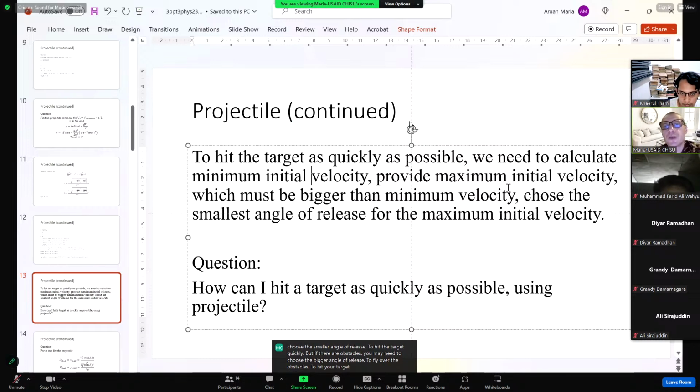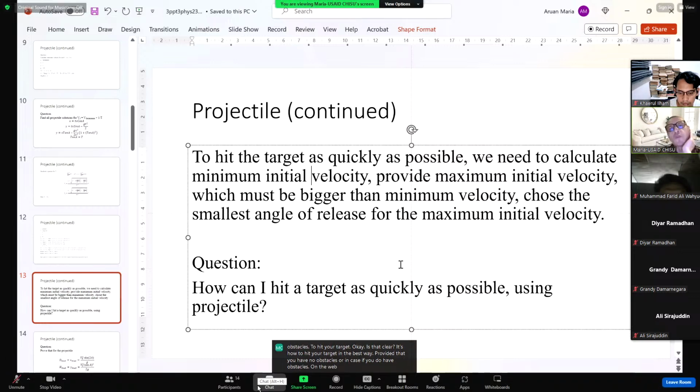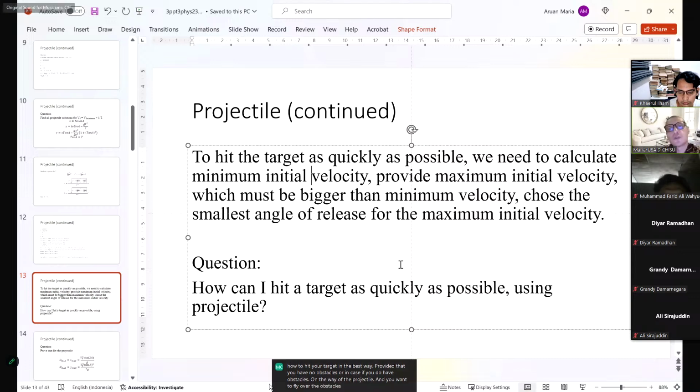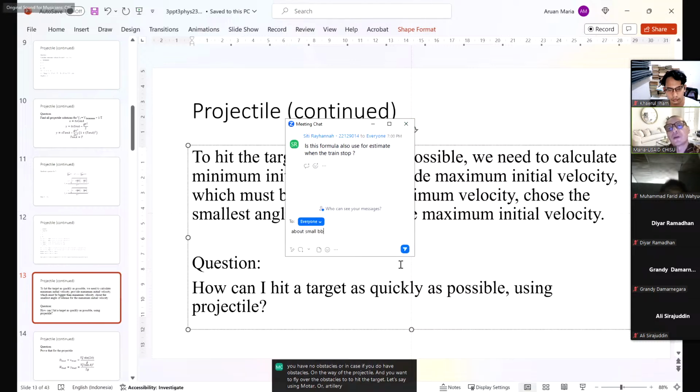Okay? Is that clear? It's how to hit your target in the best way, provided that you have no obstacles, or in case you do have obstacles on the way of the projectile and you want to fly over them to hit the target. Let's say using a mortar or artillery gun. Okay.